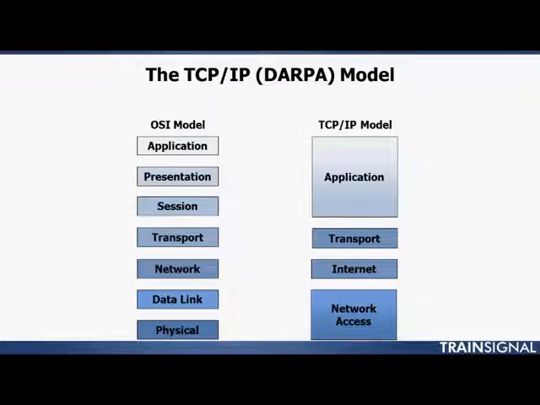Now, why is this important? This has to do with functionality. When we learned the OSI model and we saw the different functionality in each of the layers, well, it's that similar functionality taking place at certain layers in the TCP/IP model.